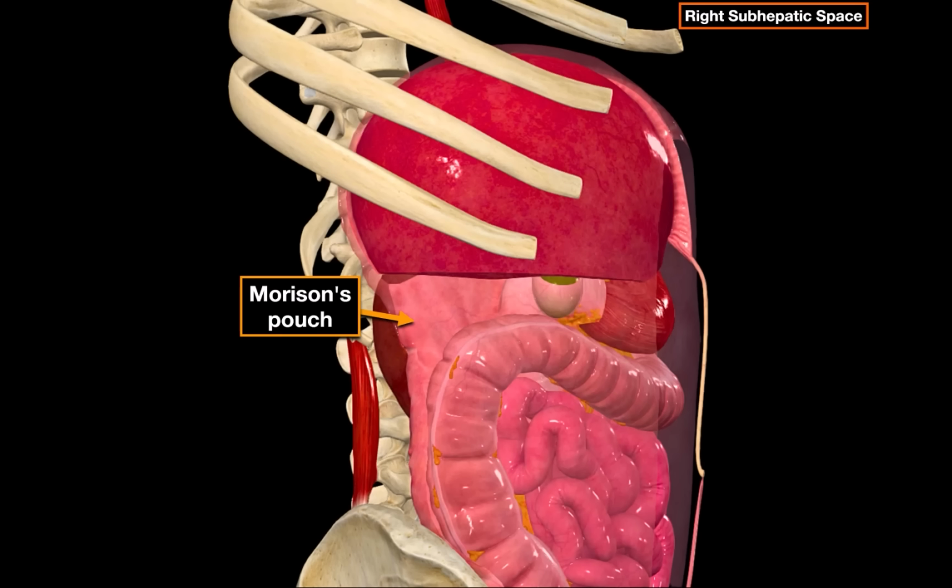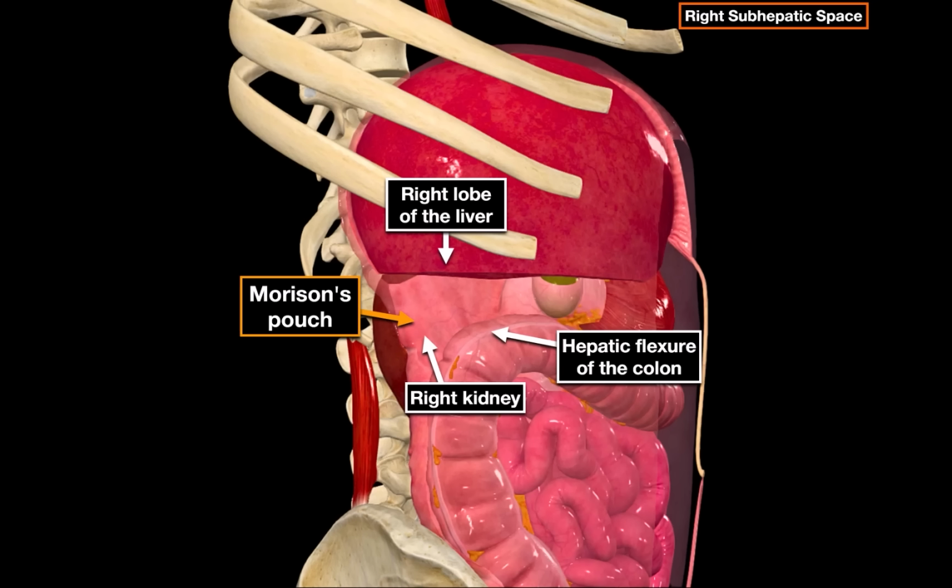Morison's pouch sits between the posterior surface of the right lobe of the liver above and the upper pole of the right kidney below. Inferior-medially, it is bordered by the hepatic flexure of the colon and the second part of the duodenum. In this view, I just cut the liver horizontally across the right lobe so we can expose this pouch better, but keep in mind that usually the liver covers this area.